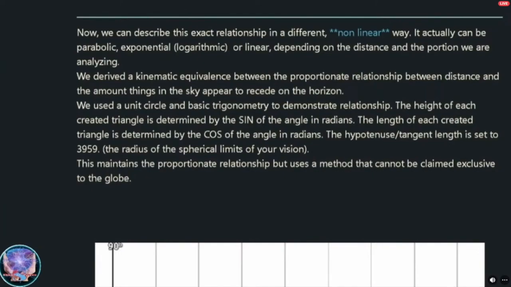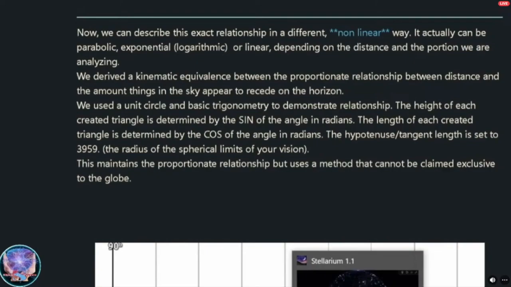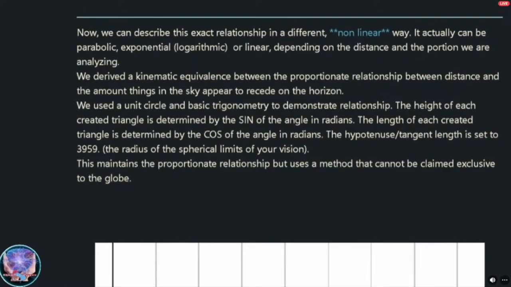So we derived a kinematic equivalence between the proportionate relationship between distance and the amount of things in the sky appear to recede into the horizon. We use the unit circle and basic trigonometry to demonstrate this relationship. Right, the height of each created triangle is determined by the sine of the angle in radians. The length of each created triangle is determined by the cosine of the angle in radians. The hypotenuse slash tangent is that 3959 visible spherical limit of your radius. And this maintains proportionality but uses a method that cannot be claimed exclusive to the globe.